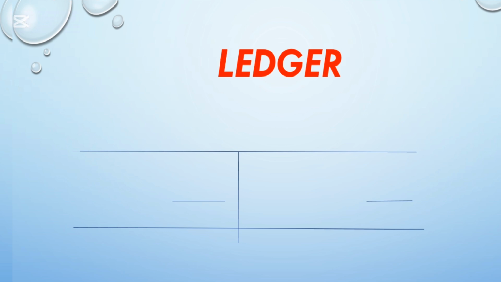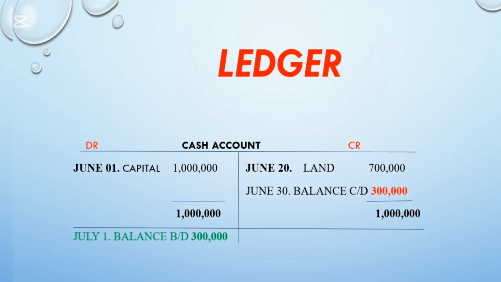When we post from the journal into the ledger, we need to use what you call an account. An account can be presented in various ways, either T format or open format, but for me I'm going to use this T format. You can see that it appears like a T. So it is very simple. We need to list all of the accounts we have recorded in the journal. So account number 1 is the cash account.